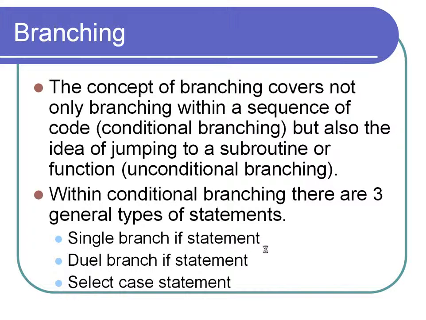Okay. The idea of branching not only covers what we call conditional branching, the branching within a program going to two separate areas of code, but also the unconditional branching of actually jumping out to a routine and coming back. And within the conditional branch, there are actually three areas. There is the single branch, which is what we're going to look at mostly for this program. However, some of you may choose to use the dual branch. That's where you can have two branches. And then there's the select case statement that we're going to use in another way later on.